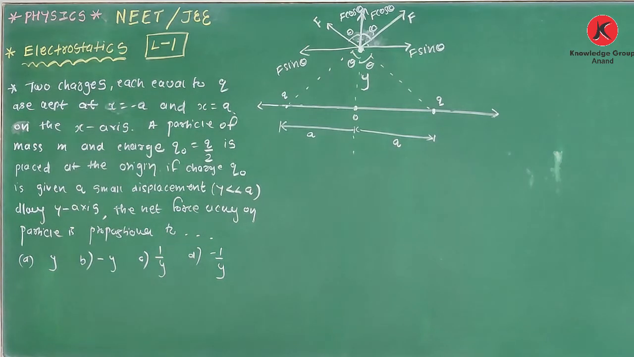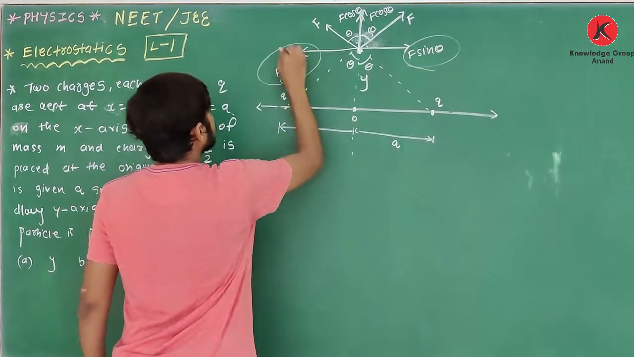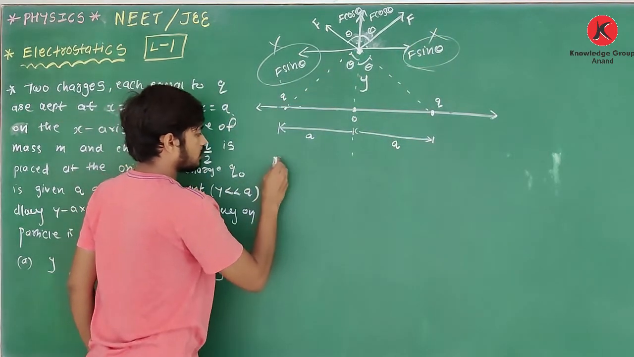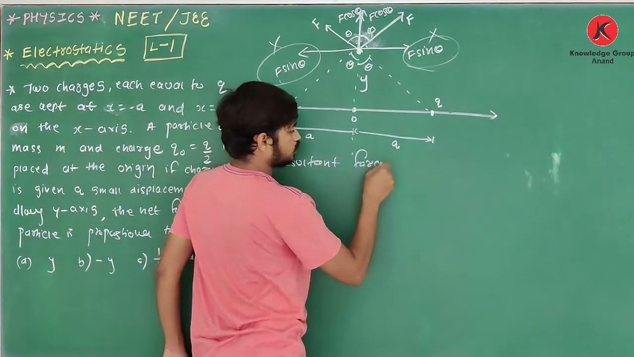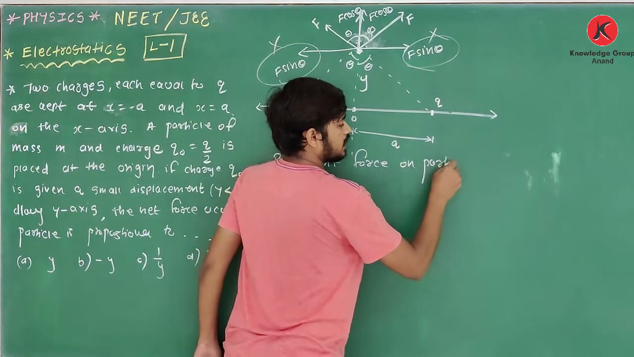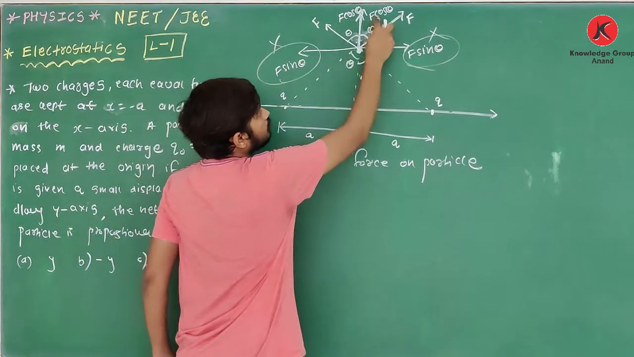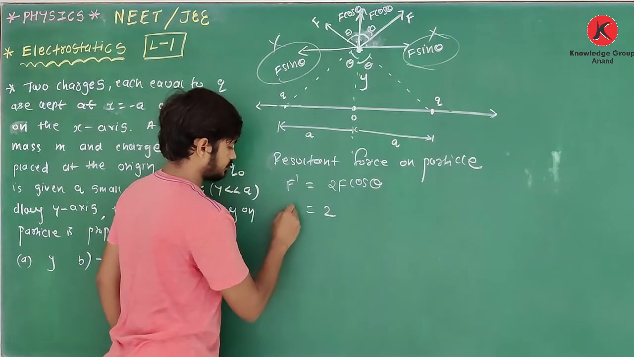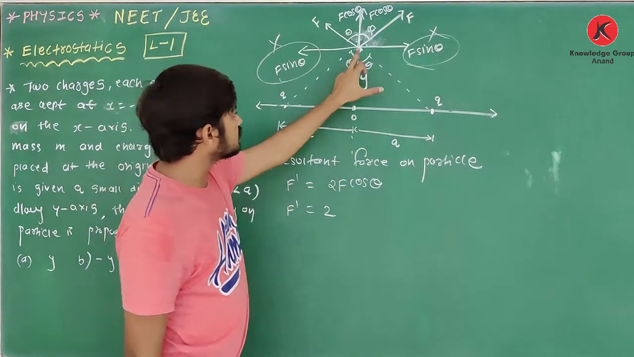The two F sin theta components are in opposite directions, so they will cancel each other out. So the resultant force on the particle, F dash, is equal to F cos theta plus F cos theta, which means 2F cos theta. Here F means the force acting between these two charges.